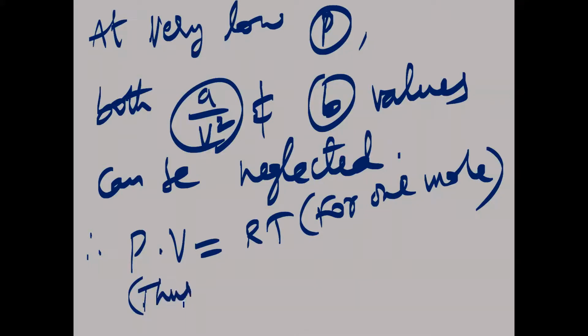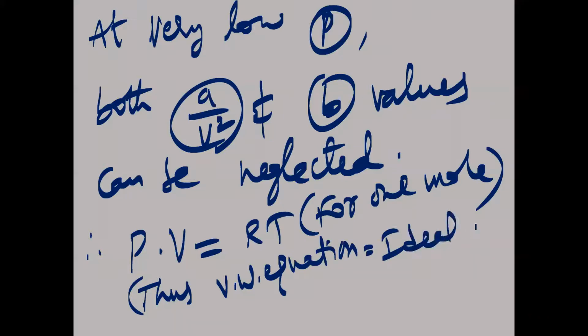Thus, the Van der Waals equation becomes equal to the ideal gas equation for 1 mole. So in this condition, what do we get? The Van der Waals equation becomes the ideal gas equation at very low pressure condition. Take the screenshot. So that is about the very low pressure condition.